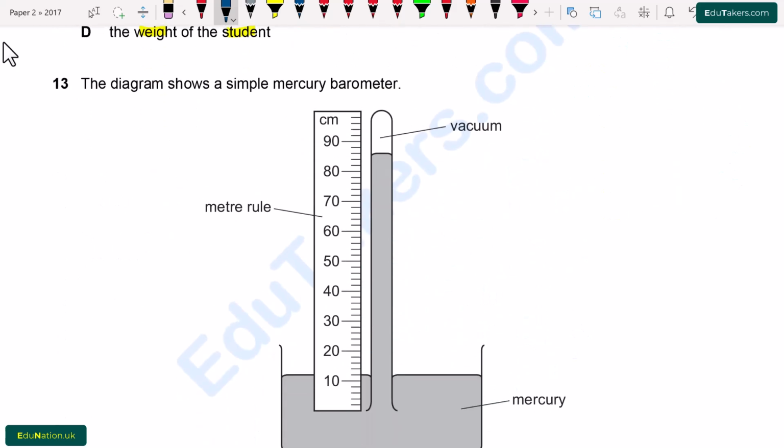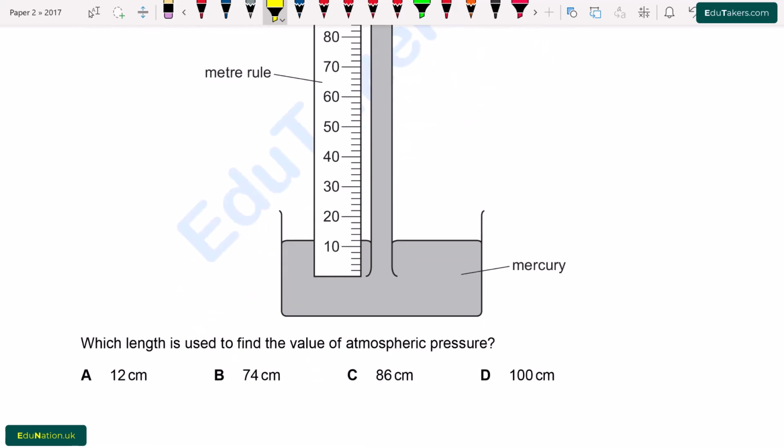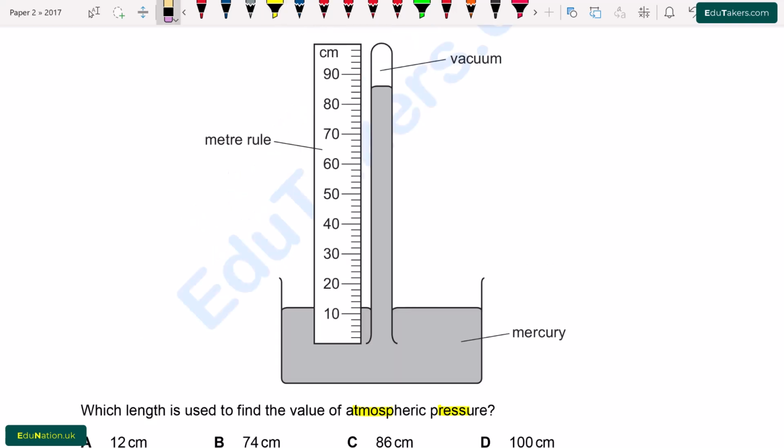Question number 13. Diagram shows a simple mercury barometer. So there is a mercury barometer. Which length is used to find the value of the atmospheric pressure? Here we have to find out the length which is used to find the value of the atmospheric pressure. So this length will be equal to the level of the liquid inside this tube. The top level is at 86 centimeter, while here the reading is 12 centimeter.